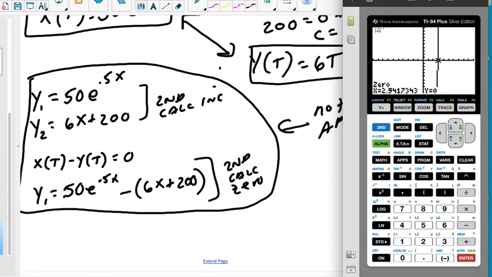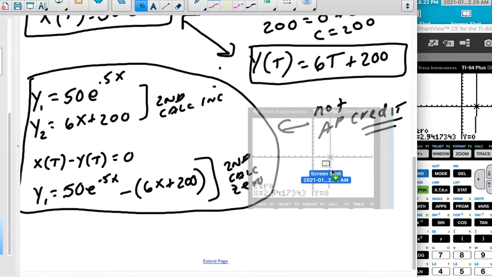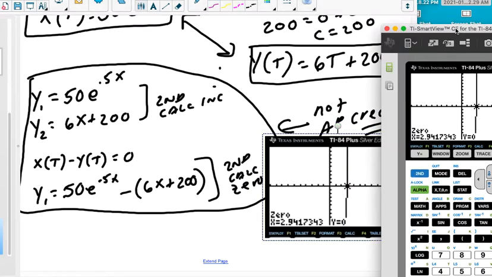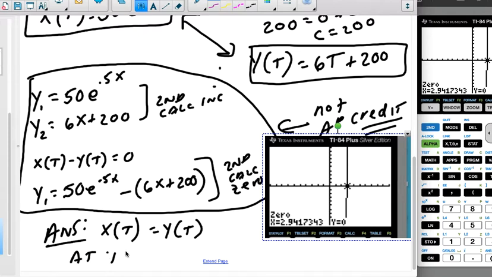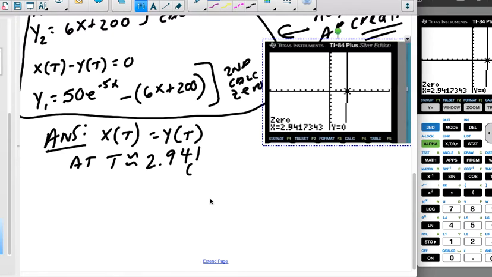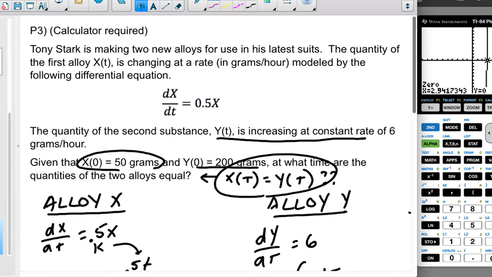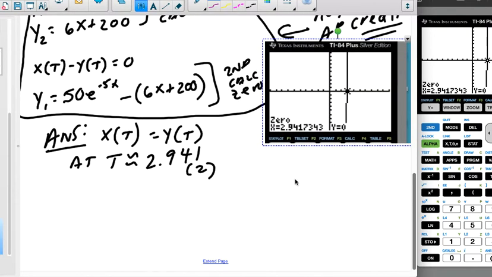If you'd done second calc intersect, you'd get the same value. The only other advantage to second calc intersect is it does give you what the y value is, if you wanted to know how much of each alloy he had. This one does not give me that. So my answer is that x of t equals y of t at t is approximately 2.941. You don't write both, you write one or the other. And I believe it was also in hours, but we'll check. Yep, grams per hour, so hours.